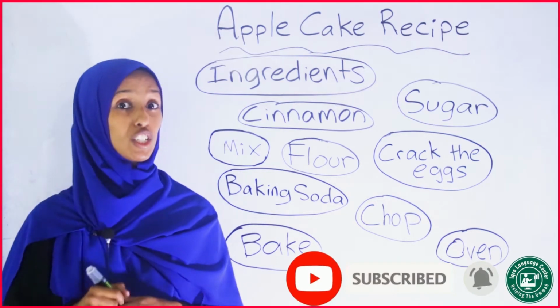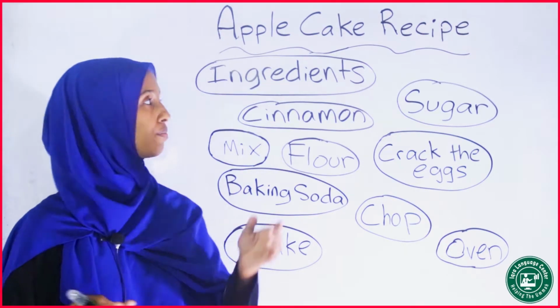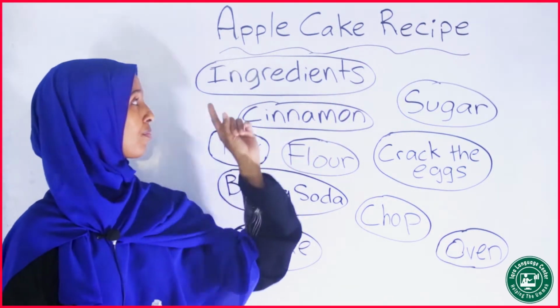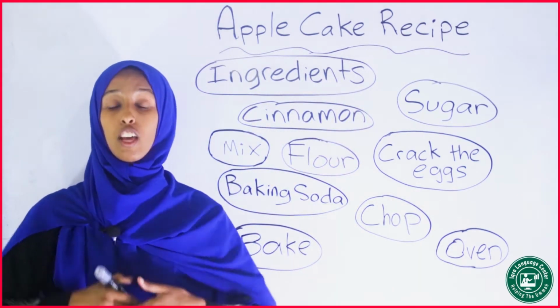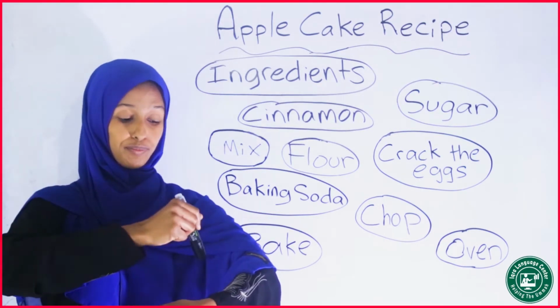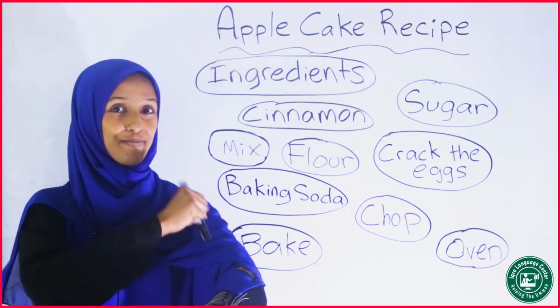The first thing you need to do is get your ingredients together. Ingredients. Can you repeat? All the things you will need. You have your bowl. First, you need to add sugar. Then, oil. Mix, mix, mix.